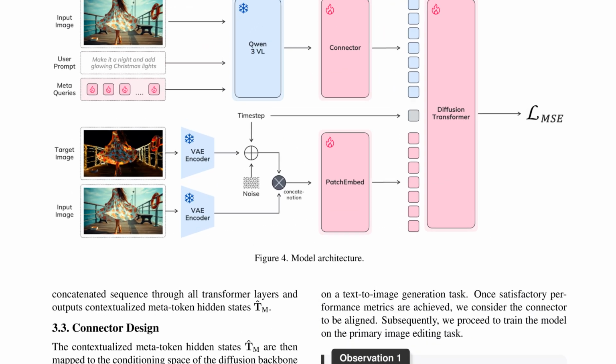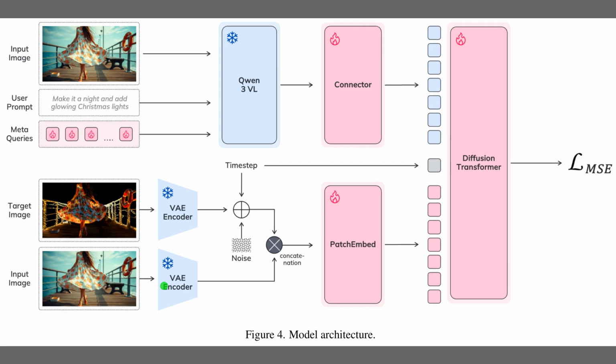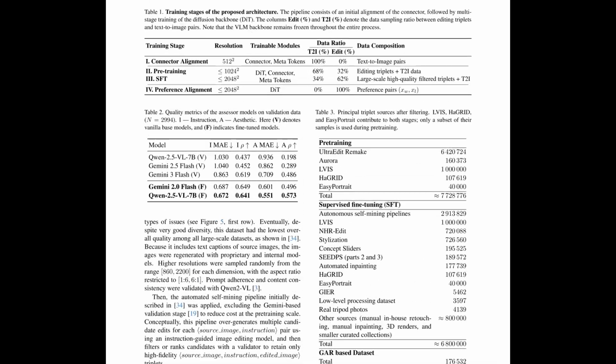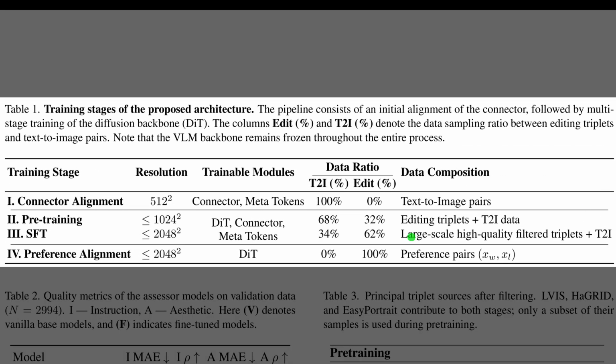Figure 4 details the architecture, split into a conditioning stream on top and a generation stream below. In the top branch, the input image and prompt are combined with learnable meta-queries inside the frozen QN3VL model. A trainable connector then adapts these features to guide the diffusion process. Below, the system encodes the original image and fuses it with the noisy target using channel-wise concatenation. This concatenation strategy is crucial because it avoids increasing the sequence length, ensuring the diffusion transformer on the right remains efficient during generation. So having set up the architecture, Table 1 outlines the 4-stage training recipe.